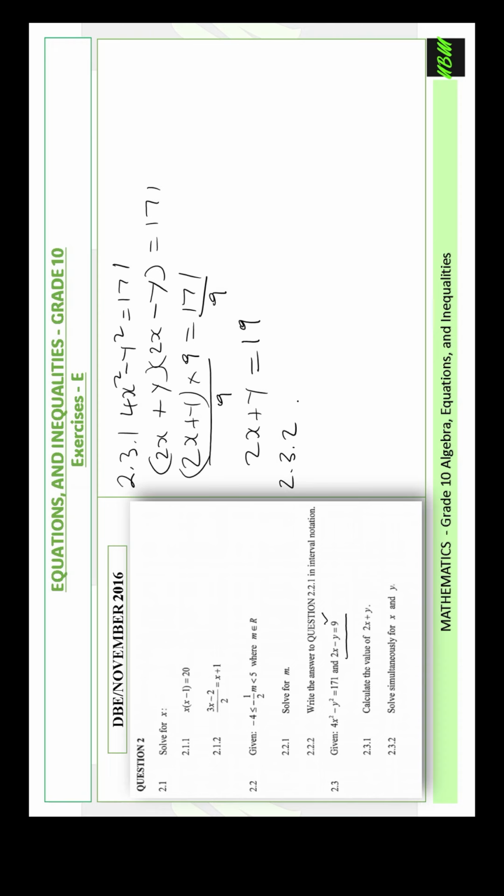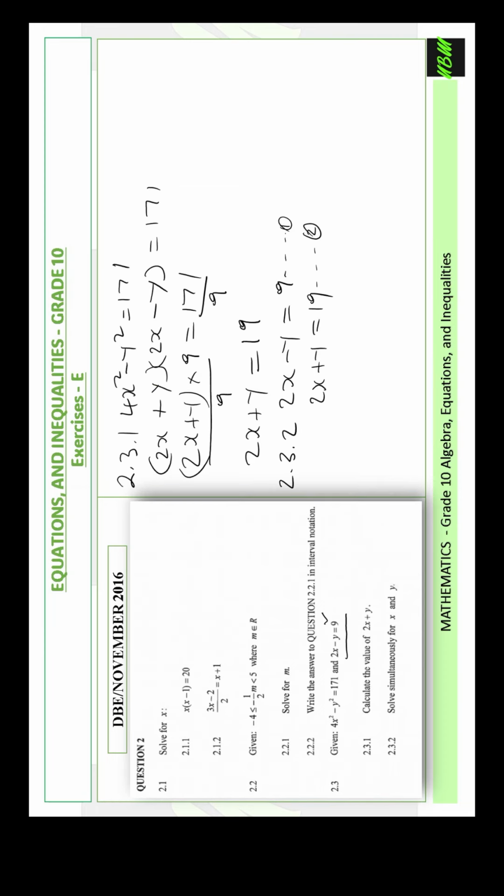2.3.2 says now we must solve simultaneously for x and y. And we know that for simultaneous equations, we are solving two linear equations. So we are going to take the first equation, 2x minus y is equal to 9, and the other equation being 2x plus y is equal to 19. Then we say this is our equation 1 and this is our equation 2.